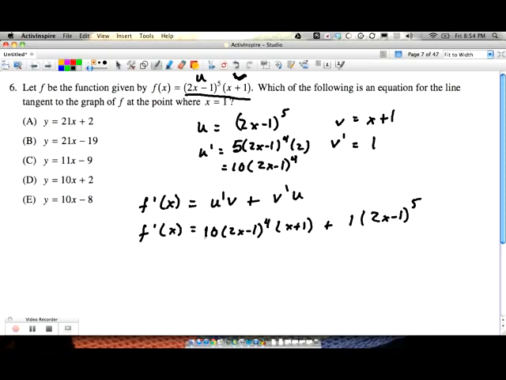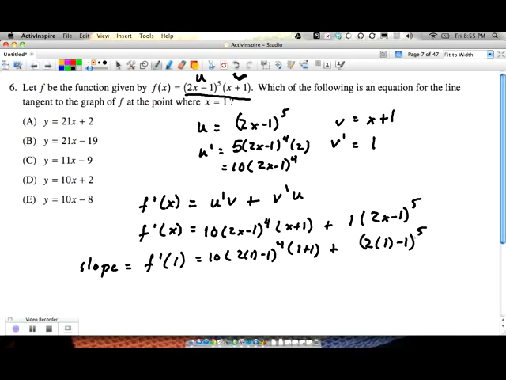It's talking about tangent line. We need to look at the tangent line at 1, at x equals 1. So we need the derivative value at f prime 1, because this is the slope. So f prime 1 equals 10 times 2 times 1 minus 1 to the 4th times 1 plus 1. Plus, and over here we have 2 times 1 minus 1, all that grouped together to the 5th.